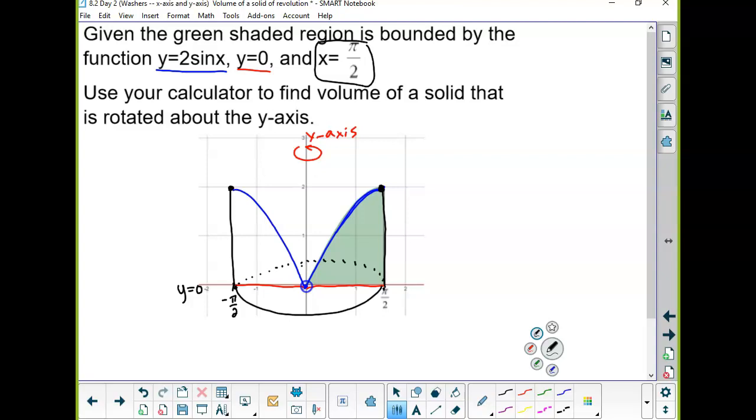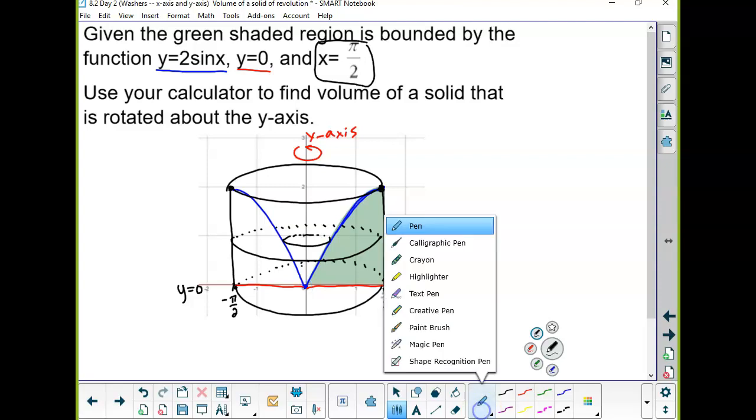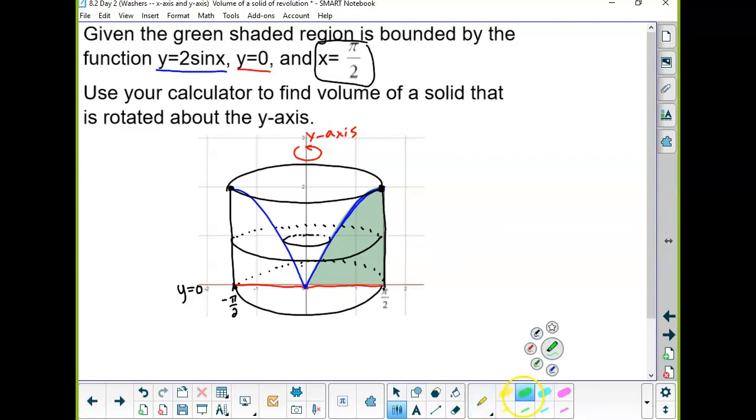And what if I rotate the top one? That's really just a circle. It's the bottom or the middle piece that creates that washer. And that's why I like to highlight. These drawings can get pretty involved.